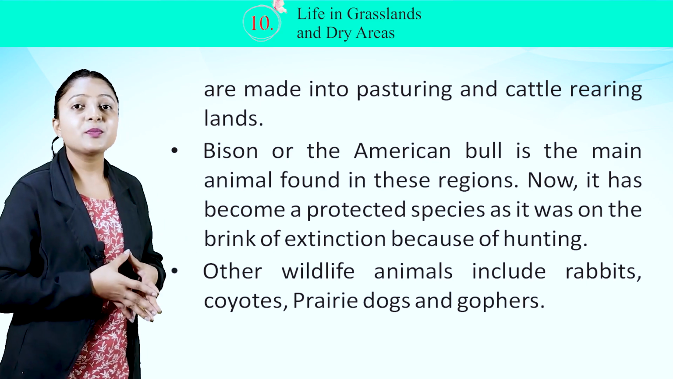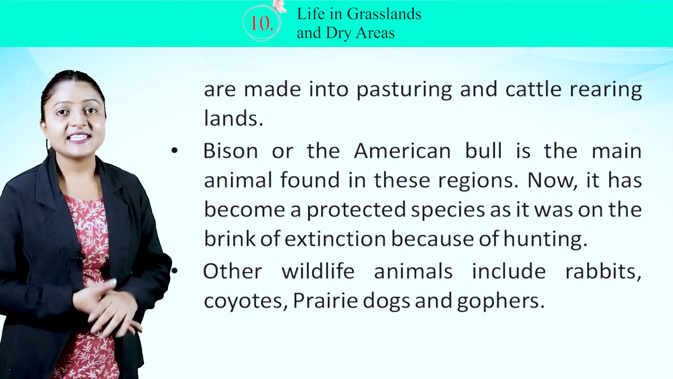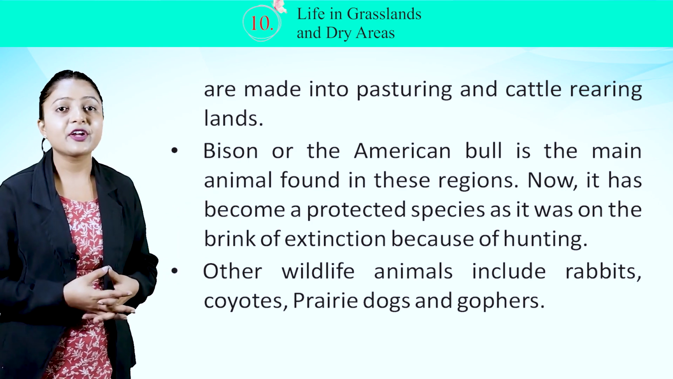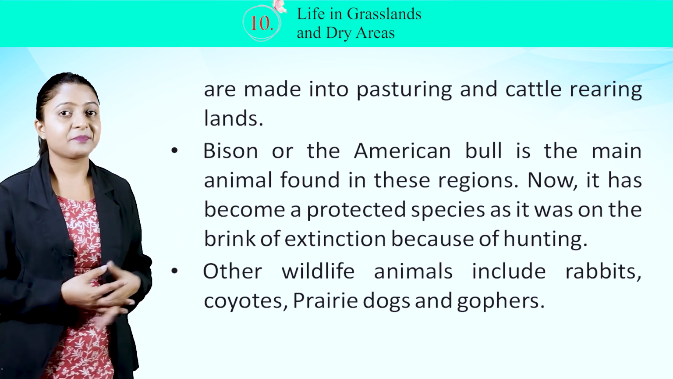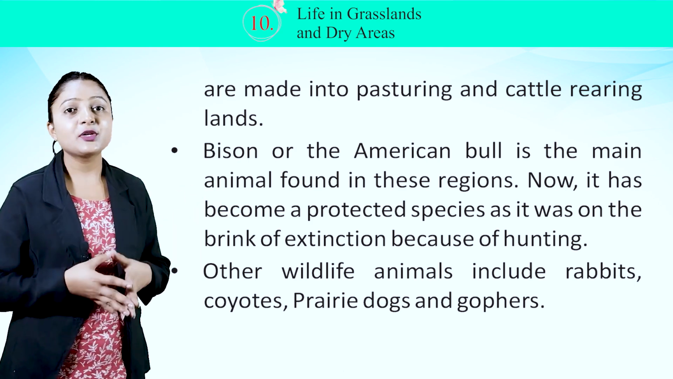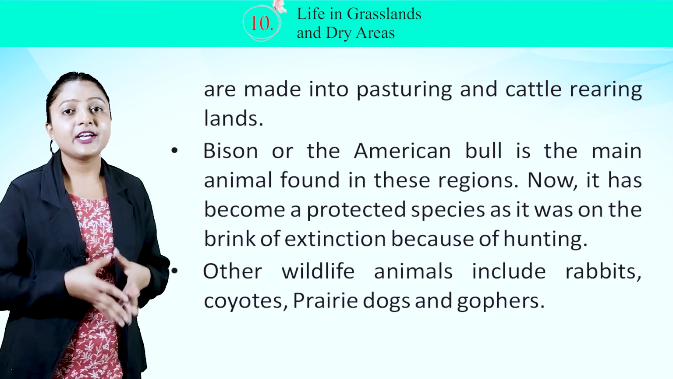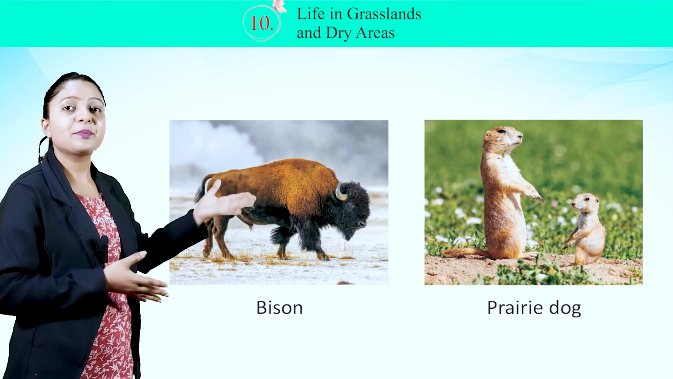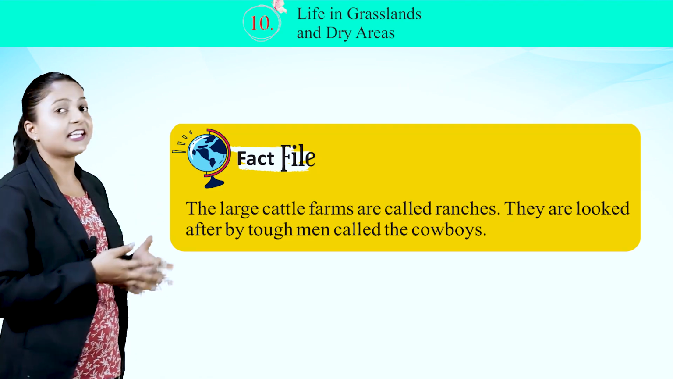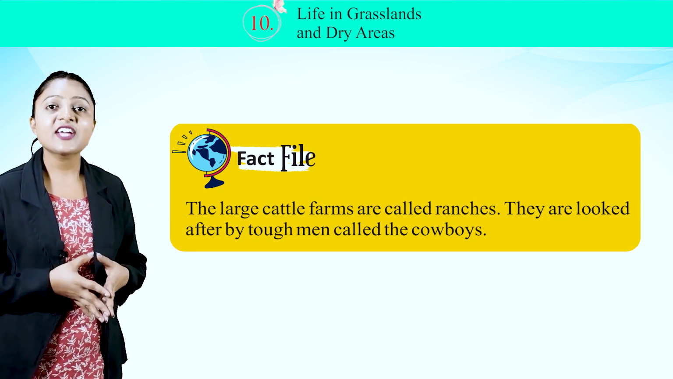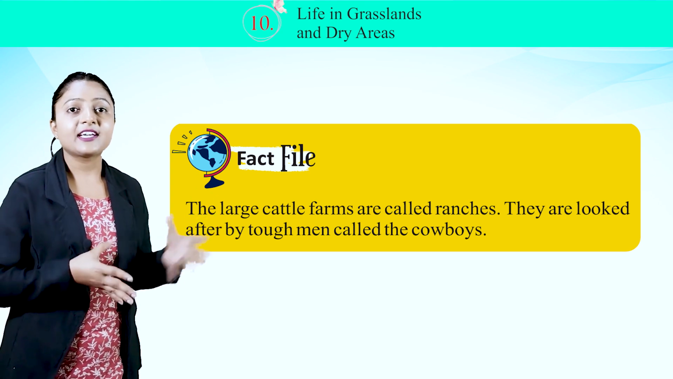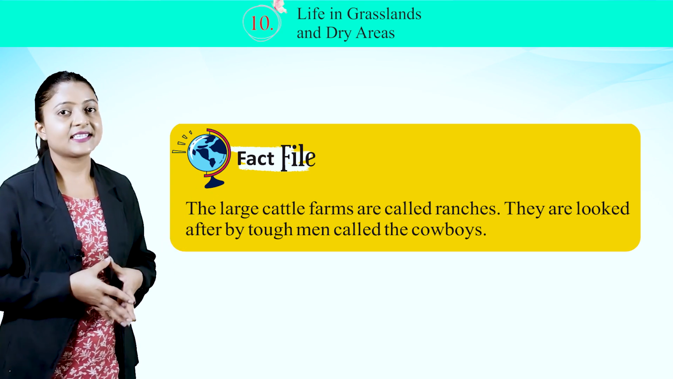Bison, or the American bull, is the main animal found in these regions. Now it has become a protected species as it was on the brink of extinction because of hunting. Other wildlife animals include rabbits, coyotes, prairie dogs, and gophers. In this image, you can see a bison and a prairie dog. Fact file. The large cattle farms are called ranches. They are looked after by tough men called cowboys.